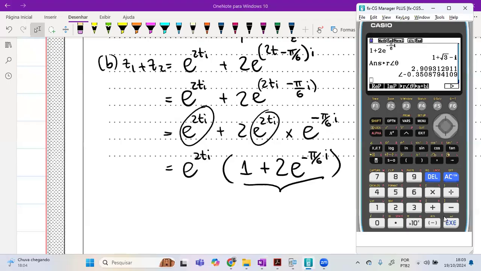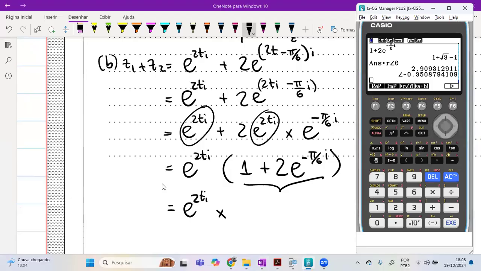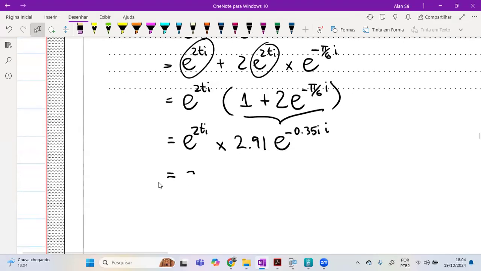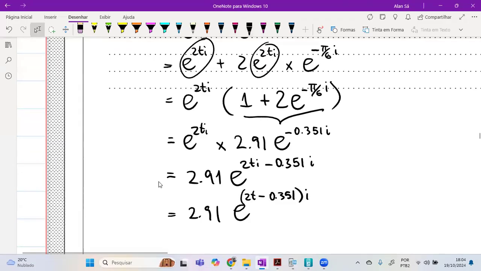We change to modulus argument, and this becomes this number: 2.91 and argument minus 0.351, to 3 significant figures. So e to the 2ti times 2.91 e to the minus 0.351 i. And then finally, this is 2.91 e to the power of 2ti minus 0.351 i. And again, writing i as a common factor, 2t minus 0.351 i. This is z1 plus z2.